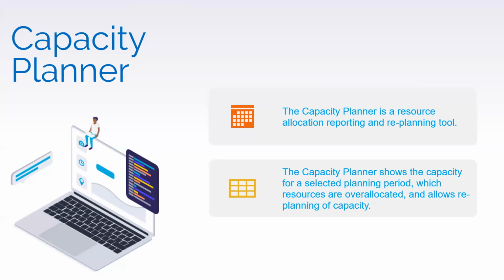The best way I like to look at the capacity planner, if you're familiar with the product availability screen, is that the capacity planner is just the availability screen for resources, for labor hours and machine hours and so forth. That's the best way to look at it.